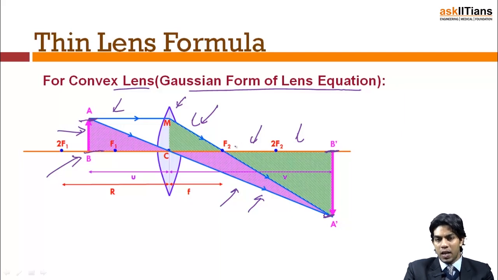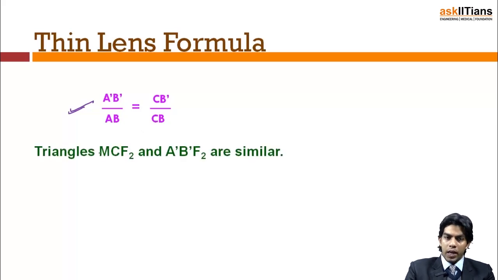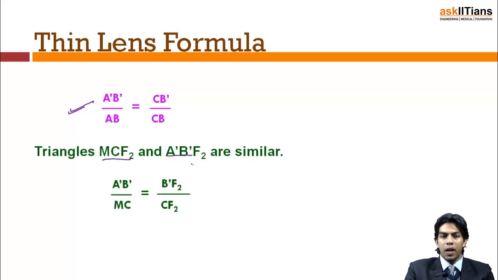And what are these entities? This is the focal length, this is the radius of curvature, the object distance, the image distance and so on. This is the image height, this is the object height. Now using the properties of similar triangles, we'll get these ratios quite easily. A'B' divided by AB equals CB' divided by CB. Again, for a new set of triangles, A'B' divided by MC equals B'F2 divided by CF2.